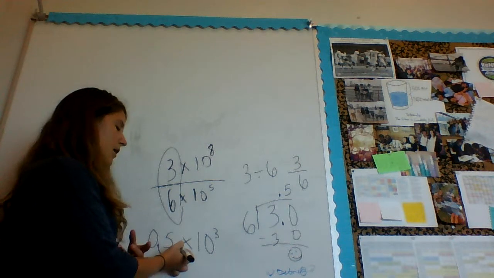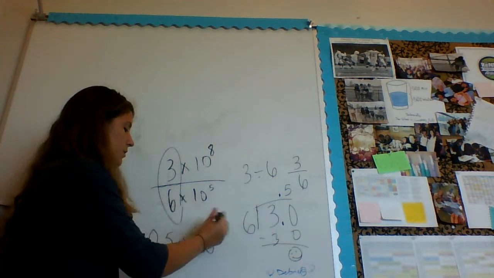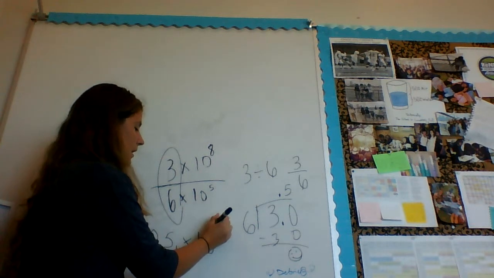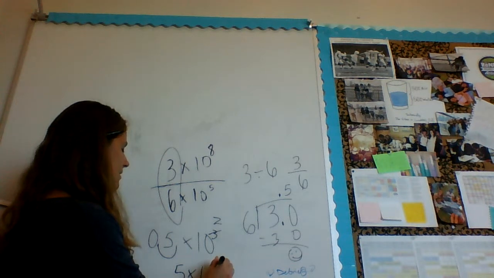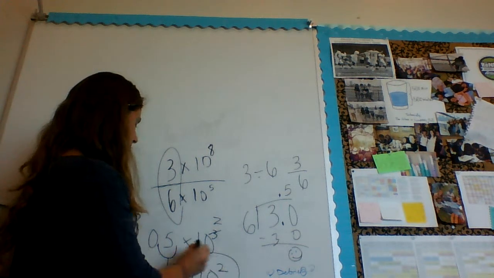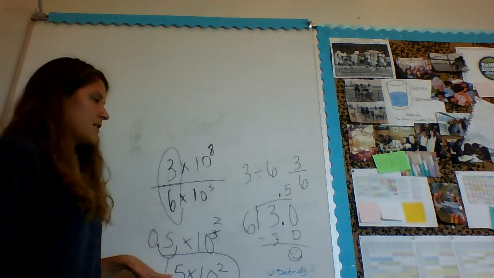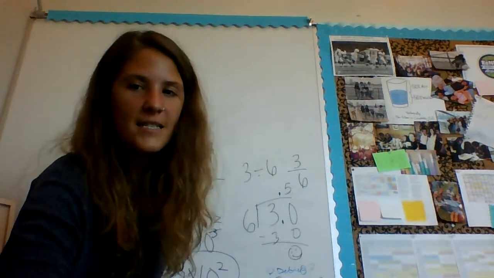If I made this bigger, then I need to make this smaller. So instead of 3, it's going to become a 2. My final answer is 5 times 10 to the 2nd power, that many times bigger. It is in scientific notation because this number falls between 1 and 9. The back side is your exit ticket. Good luck.